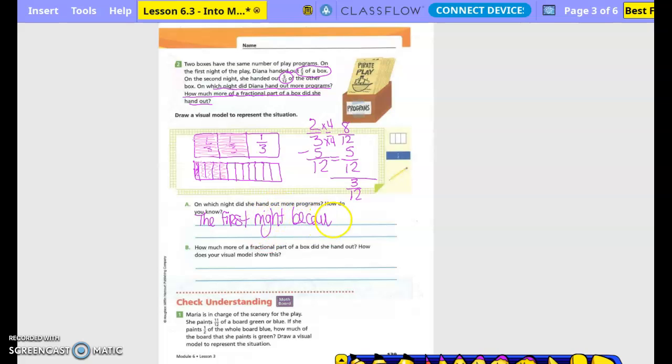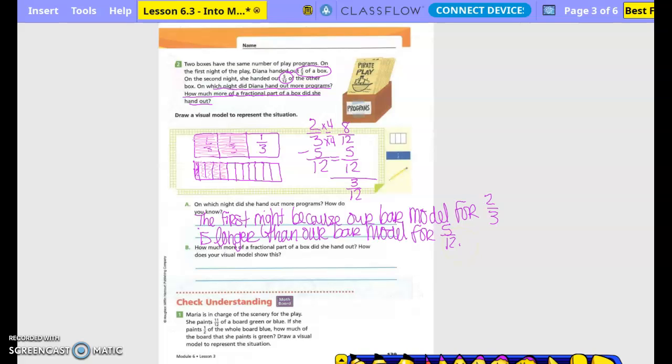Because our bar model for 2/3 is longer than our bar model for 5/12.